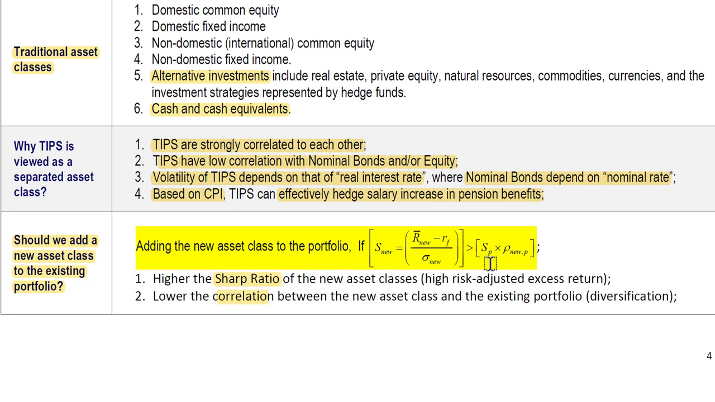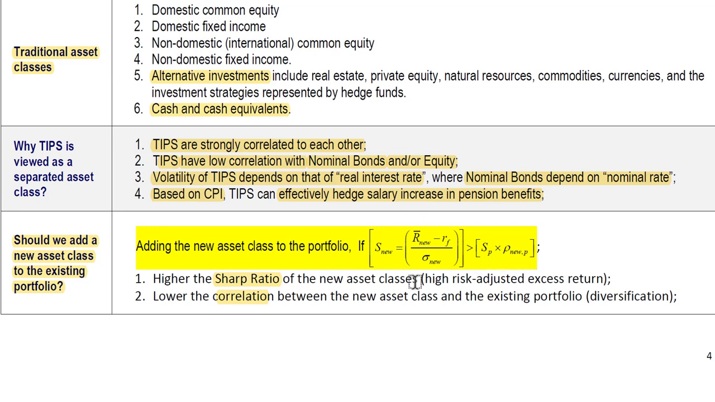If our existing portfolio Sharpe ratio is okay, 1.5. Okay, this is the 1.2 and this is 1.5. So 1.5 basically performs better than 1.2, right? But does that mean we should exclude that new one? Wait a minute. Depends on that correlation.